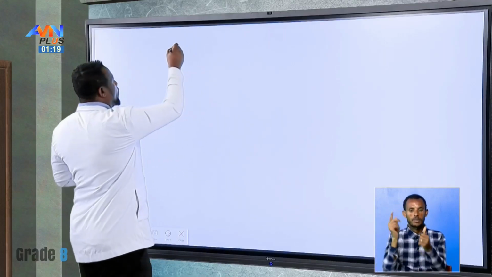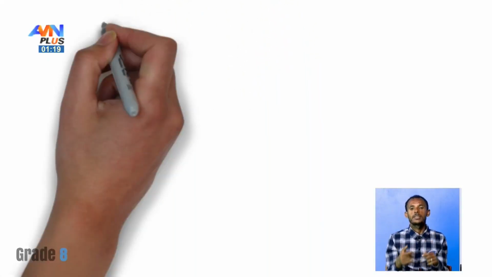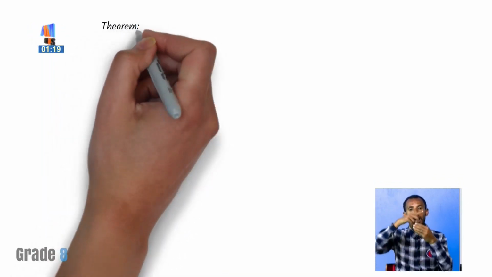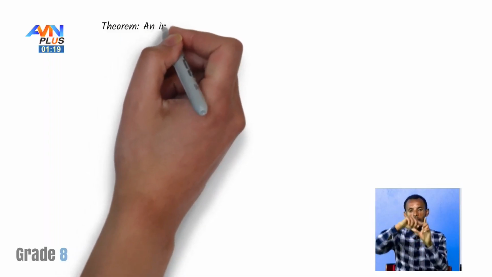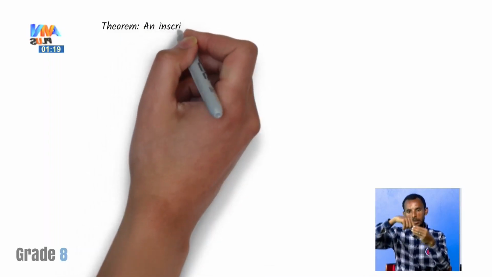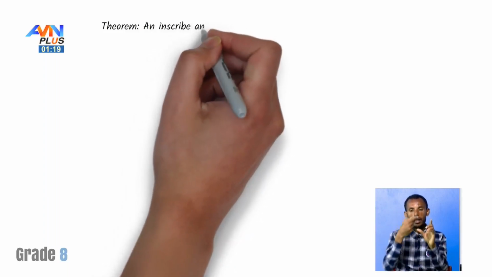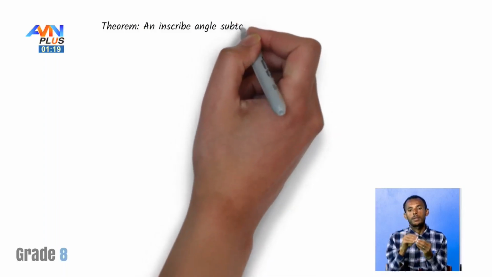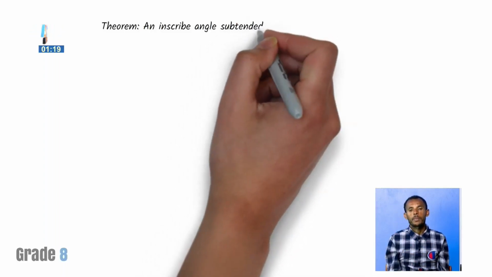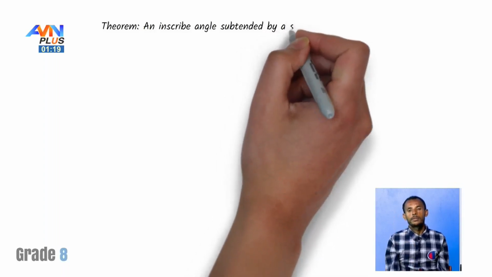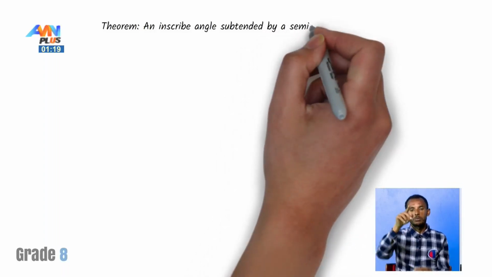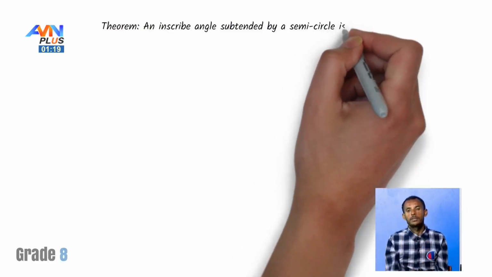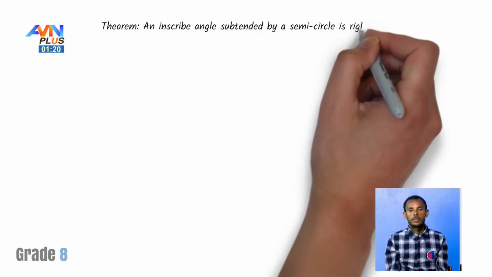The first theorem that we will be discussing today is the theorem that talks about an inscribed angle subtended by a semicircle, okay? An inscribed angle subtended by a semicircle is a right angle.